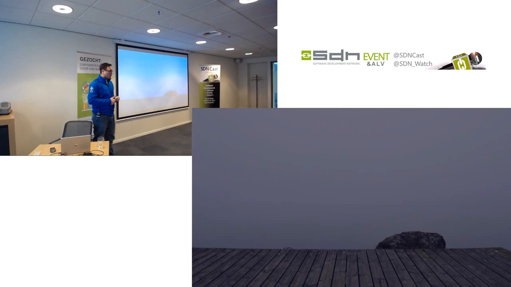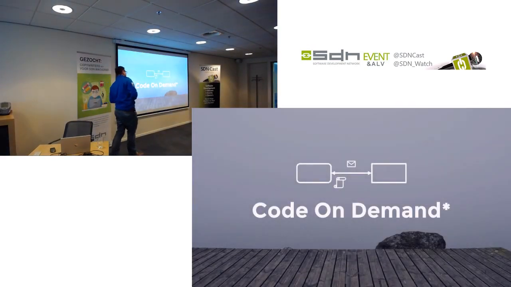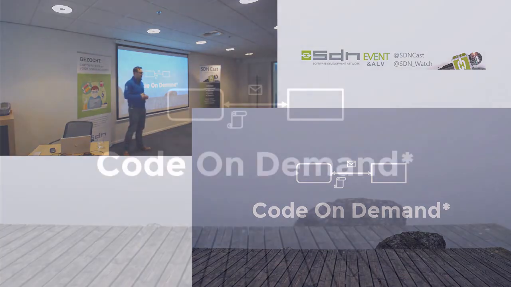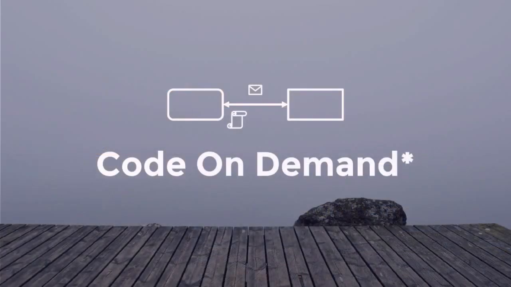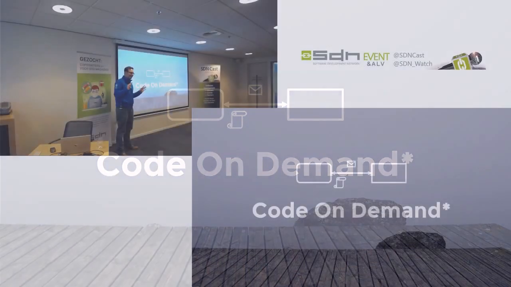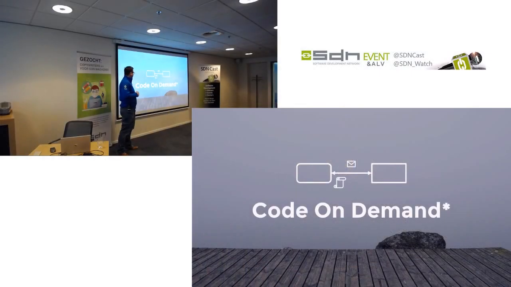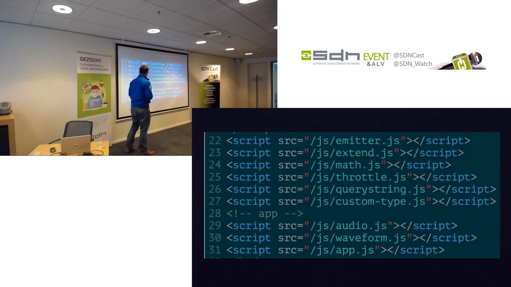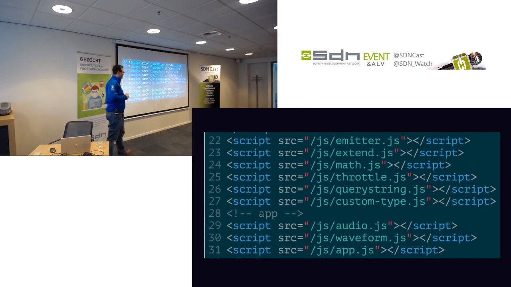The last constraint is optional. You don't have to implement it, but we sort of already do. The code on demand constraint. You can tell me what that is. Just take a guess. No one? Really? So code on demand is basically, well, we've done it before. Now, can you tell me what it is?